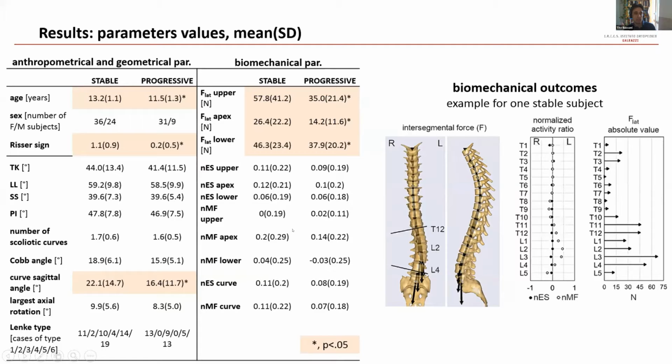And about the muscle activation, they were found generally slightly larger, indicating a larger activation on the convex side, and confirming what is already known from literature about the scoliotic cases.